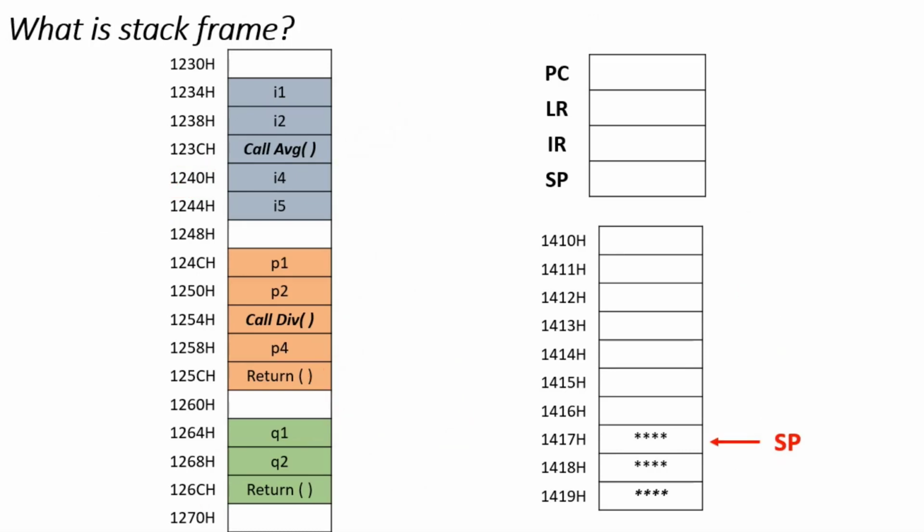Now let me explain what is a stack frame. Now it is clear for you, I think, how the stack helps. Whenever there is a function call, we push the return address into the stack. And whenever we encounter a return statement, we pop it out and store it again into PC, so that PC points to the right instruction in the function called. So push and pop works.